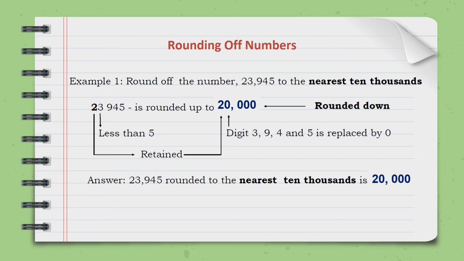Then we look at the digit to the right of the place value to be rounded off. In this scenario, we have 3. Since 3 is less than 5, the 2 will be retained. After that, all the digits on the right of the place value we rounded off will be replaced by zeros. So our answer should be 20,000.